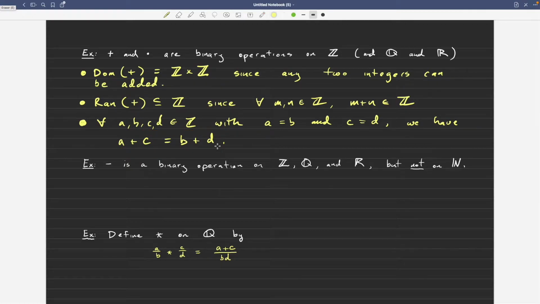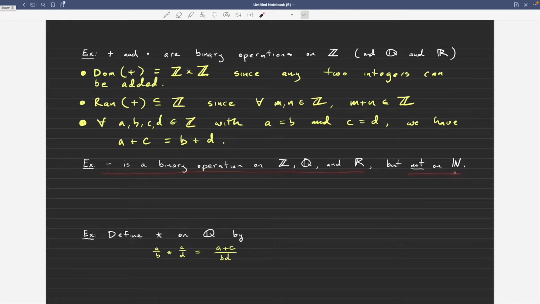And all of this would be true for multiplication as well. So if you go back and replace addition with multiplication, everything holds true there too. But on the other hand, we notice that whenever you examine subtraction, well, subtraction definitely is a binary operation on all of the integers or all of the rational numbers or all of the reals, but it's not a binary operation on the natural numbers.